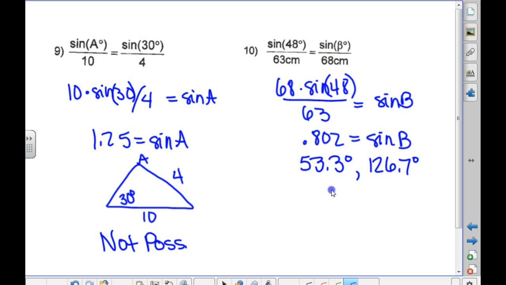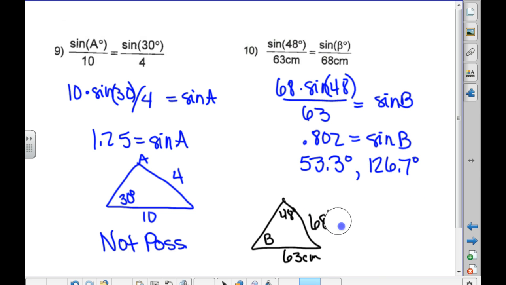Anytime you do second sine or inverse sine on law of sines, you need to look for the possibility of 2 solutions. Let's talk about why that is one more time. If we set this picture up, we have a 48-degree angle across from a side that's 63 centimeters. We have some angle B across from a side that's 68 centimeters. Not degrees. What is this situation called in geometry?